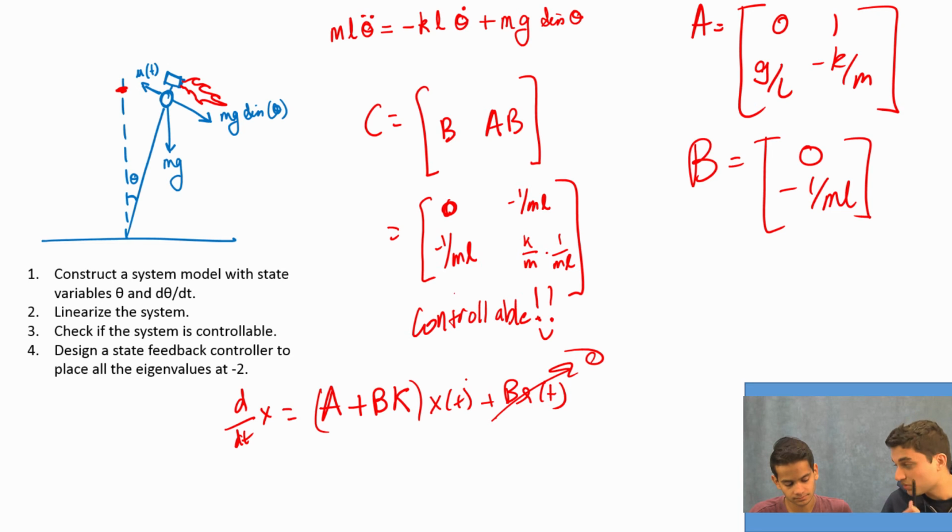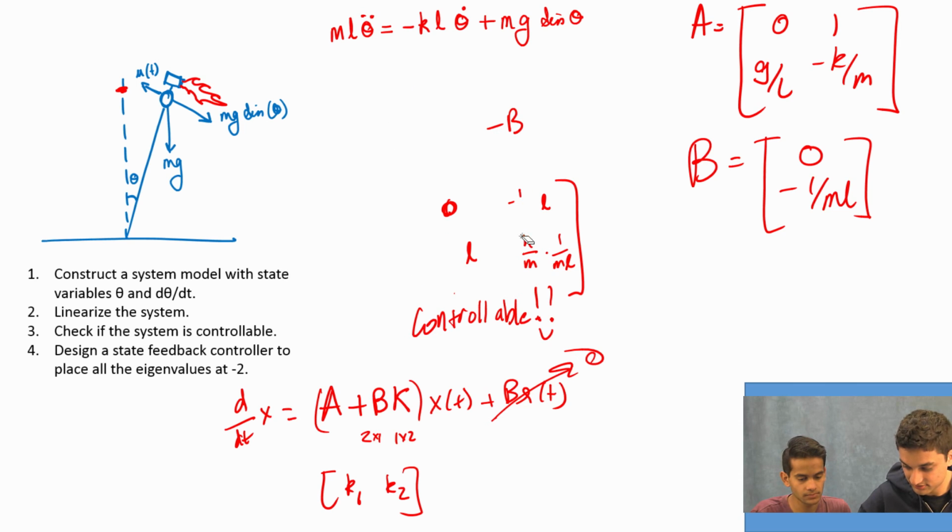Awesome. What are the dimensions of our K matrix? Well, we need the dimensions of our A to match the dimensions of our BK matrix, right? And so if our B is 2 by 1, then our K has to be 1 by 2. Cool. So let's say K is K1 and K2. Awesome. Okay, let me just erase some stuff.